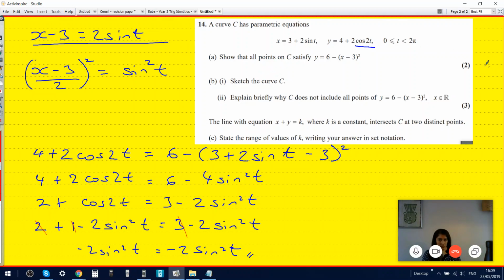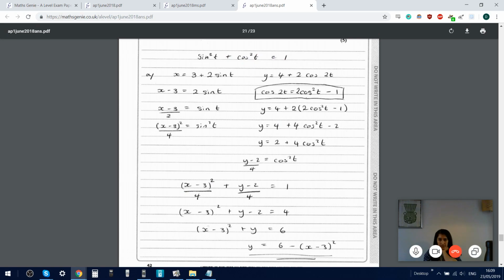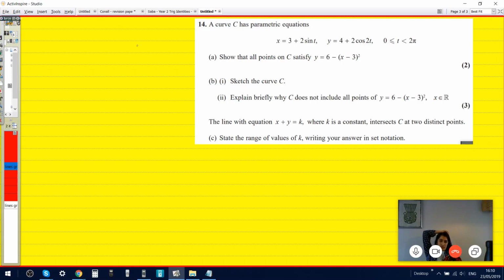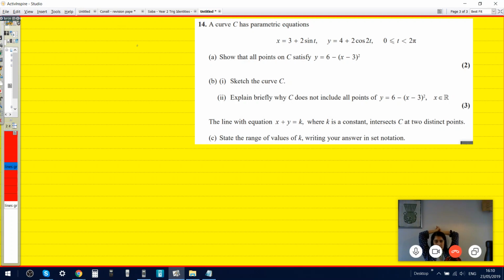So would our way show that it satisfies it? I'm not sure that would. So basically they turned everything into x. I still want you to get y equals 6 minus. And so they used sine squared t plus cos squared t equals 1. They got sine squared t for one of them and cos squared t for the other, and they subbed both into that. So that's yet another way of doing it. Show that all points satisfy that. I think our way is valid because we just subbed them in and they worked. We subbed in the x, we subbed in the y, and they're equal to each other, and so it's true.